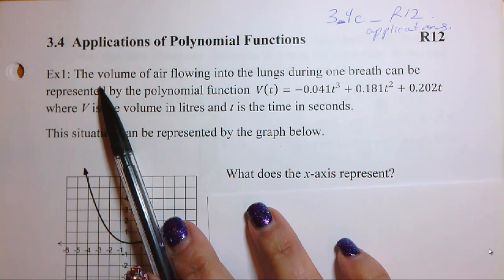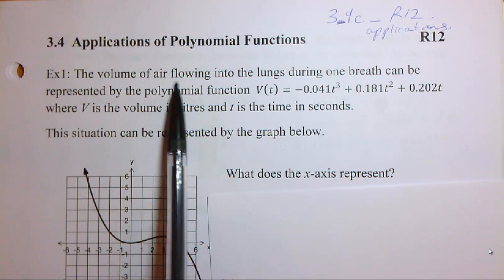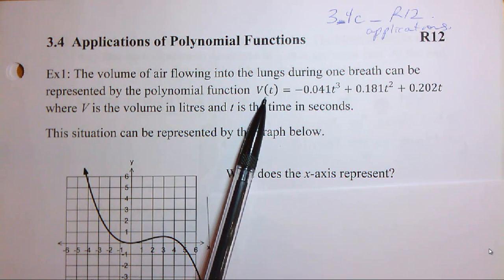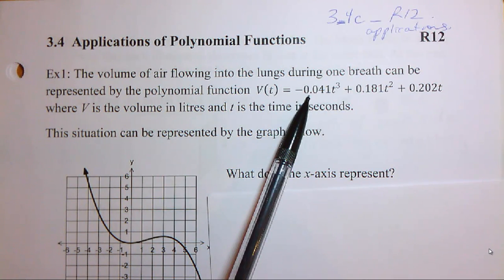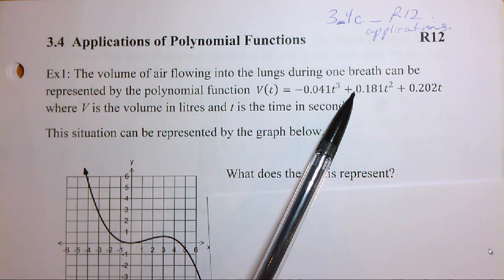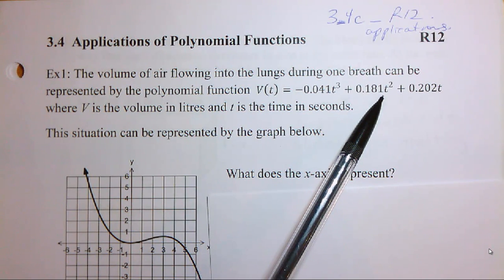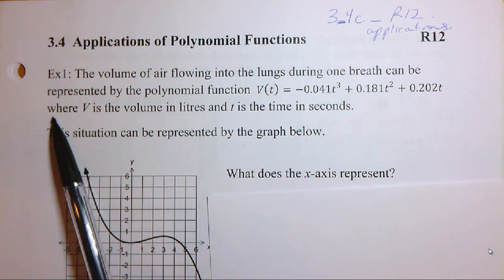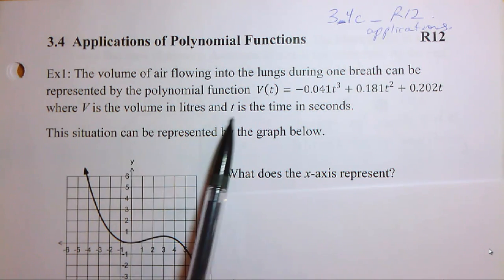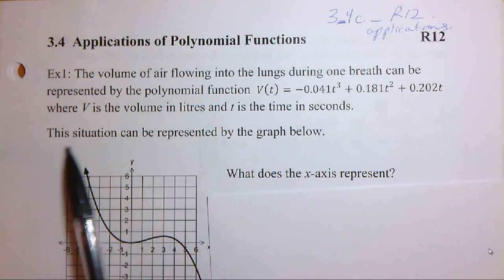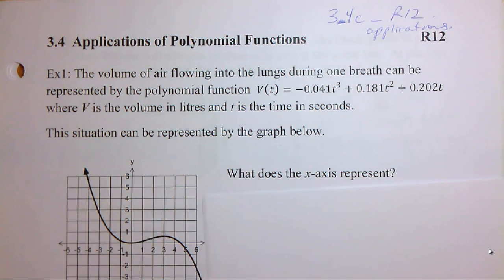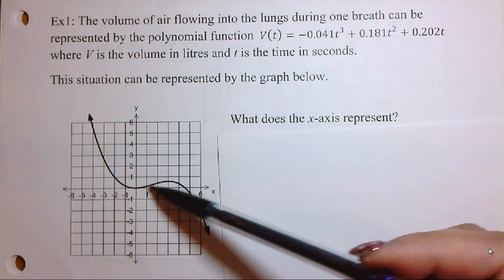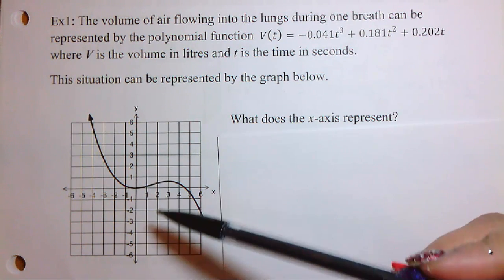Okay, so here this first example says the volume of air flowing into lungs during one breath can be represented by the polynomial function v of t equals negative 0.041 t cubed plus 0.181 t squared plus 0.202 t, where v is the volume in liters and t is the time in seconds. So the situation is represented by this graph below here. So you can see that we have a graph, and this is the polynomial that is listed up here. That's the graph of it.